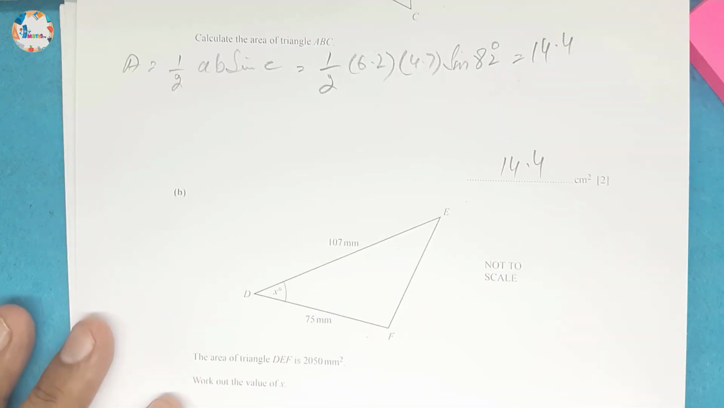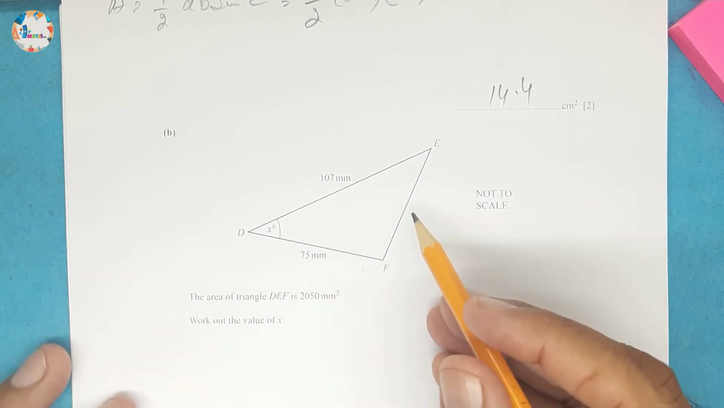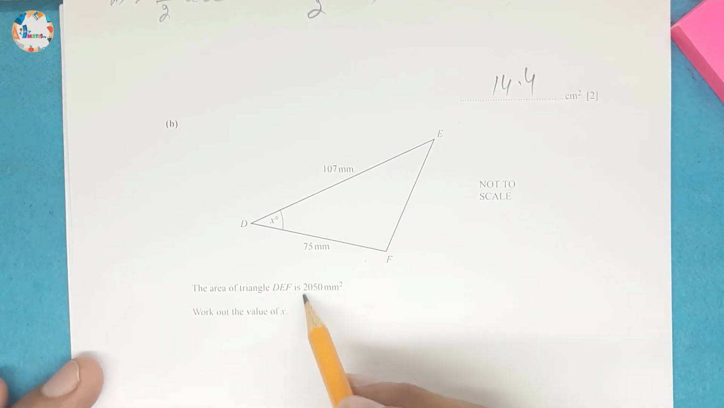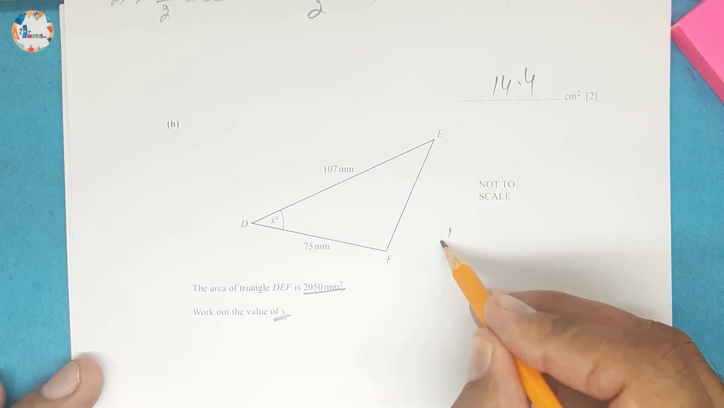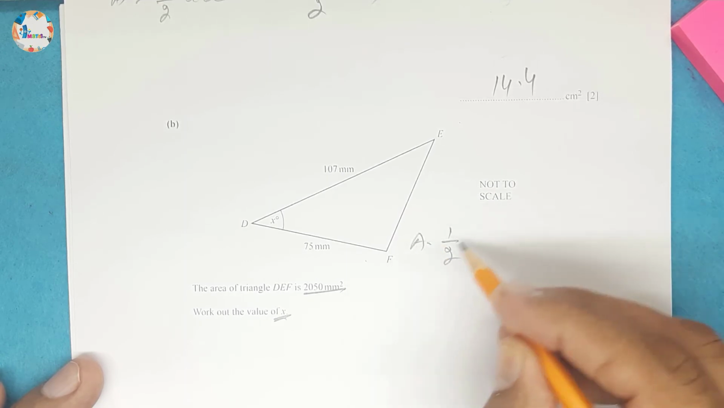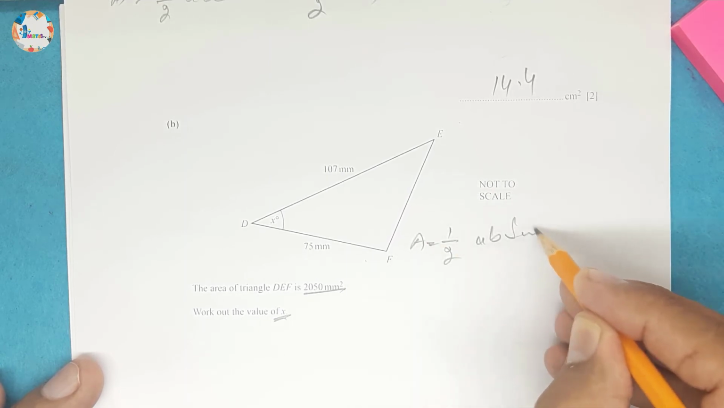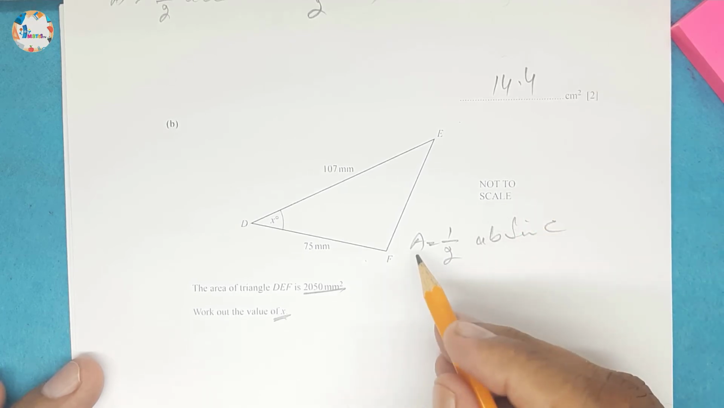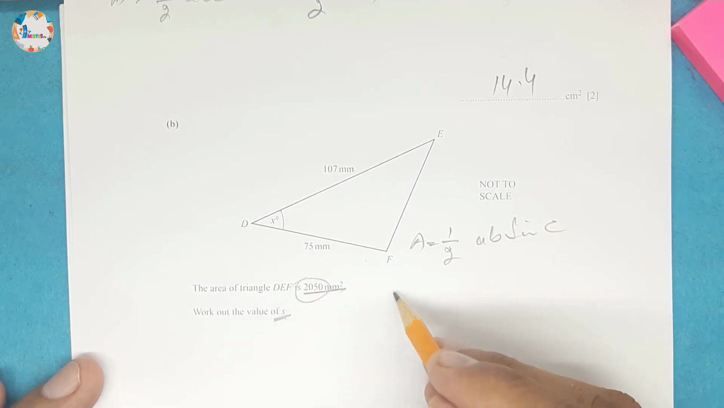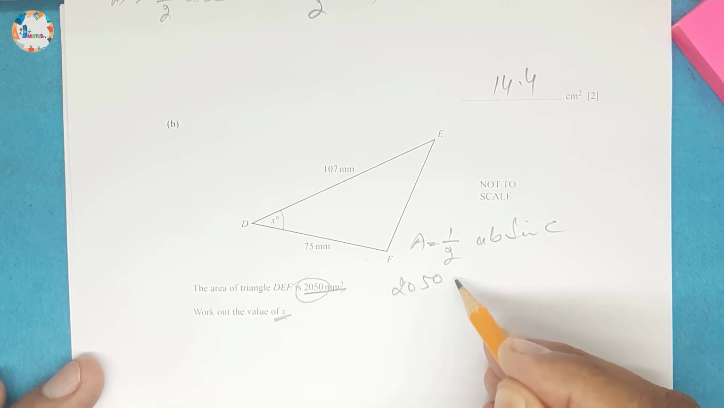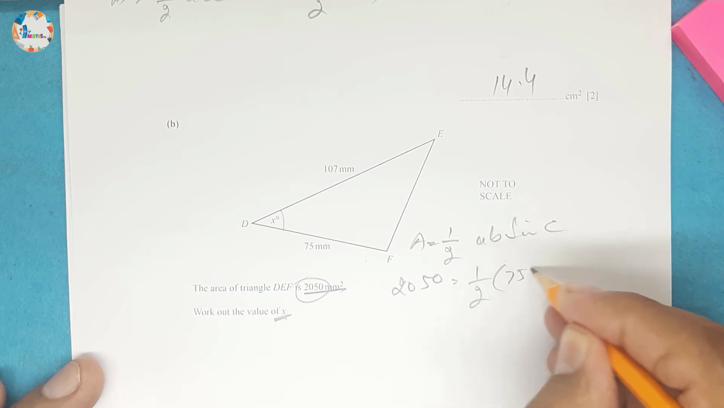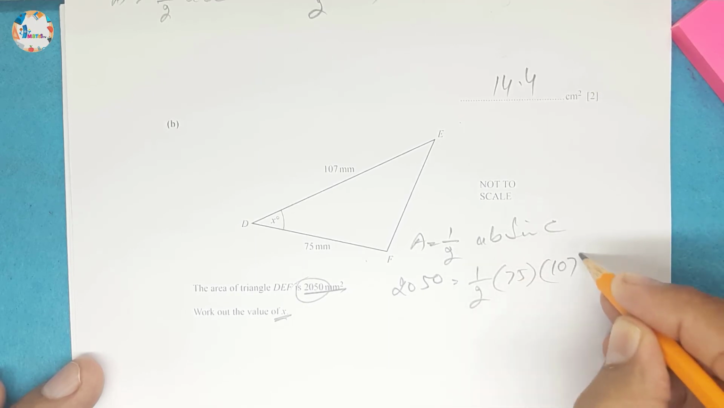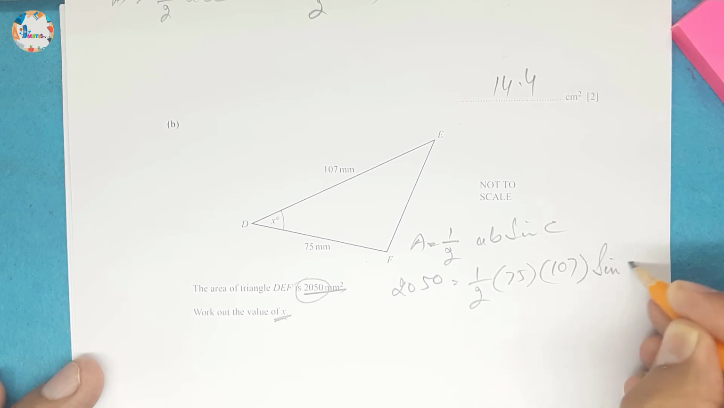B part, the diagram is not to scale. The area of triangle DEF is provided. This is given, so work out the value of x. We have to find the value of x. So the same formula we'll be using: area is equal to 1 by 2 ab sine C. Now we have to find sine C. So the area is given, 2050, and this is equal to 1 by 2 of one side, which is 75, and the other side is 107, and sine of angle C.